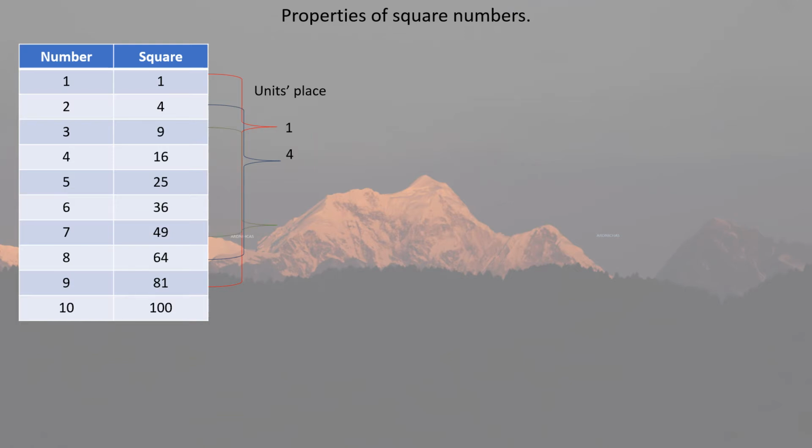Likewise, when we square 3 and 7, the units place is 9. And when we square 4 and 6, the units place is 6. And when we square 5, the units place is 5. Now, when we square 10, the units place is 0.